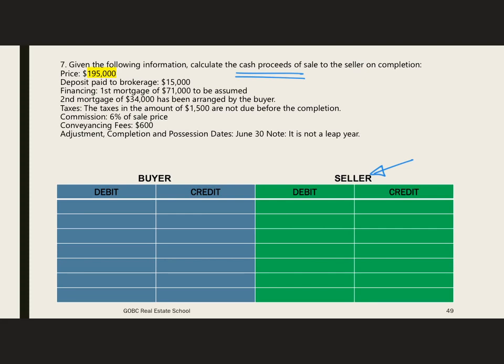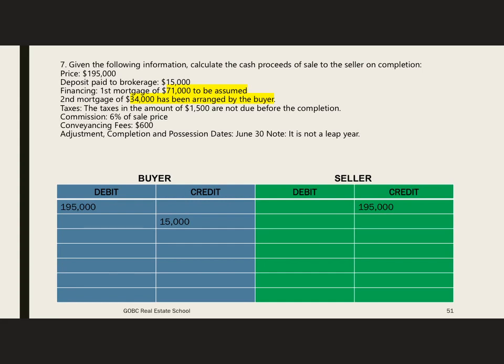So the price is $195,000, so you want to debit that to the buyer and credit the seller. Then the deposit that's been paid to the brokerage, we want to credit that to the buyer, and it doesn't appear for the seller. So we'll take care of both mortgages at the same time. So the first mortgage is going to be an assumed mortgage. So the seller is going to provide that, right? Seller provided mortgage, vendor supplied mortgage. So $71,000 needs to be credited to the buyer, and that one will be debited to the seller as well.